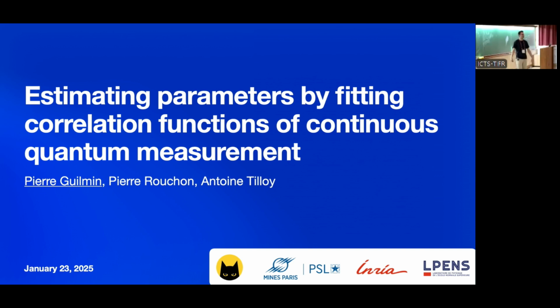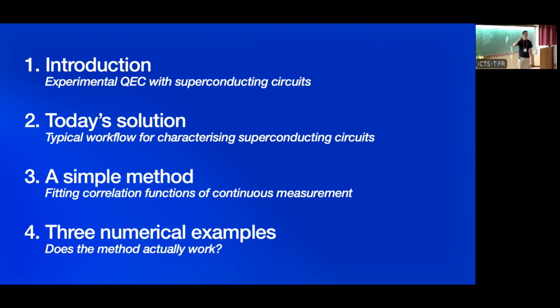So this talk, for the end of the afternoon, is about how to estimate parameters of a continuously measured quantum system by fitting the correlation functions of the continuous measurement data. I've planned a fairly long introduction to superconducting circuits, how complex they can be and why we want to build them, because I think it's important to have the context of why we think this new method is interesting.